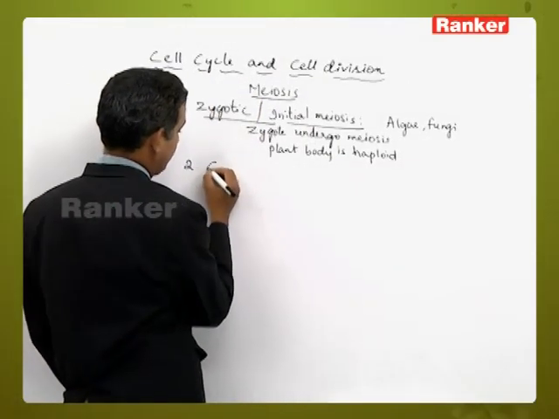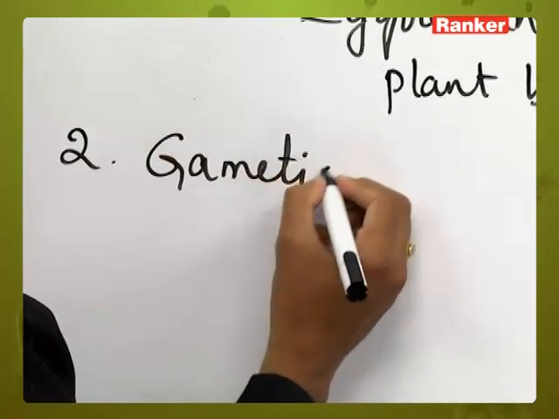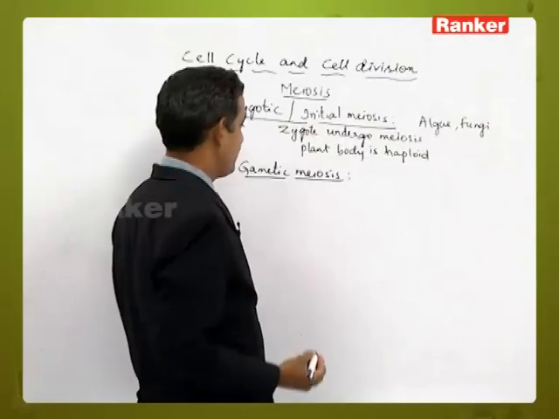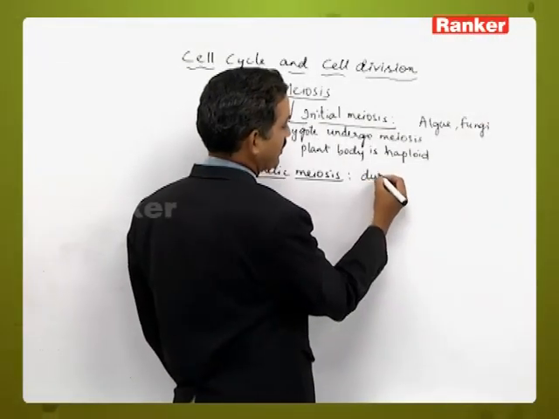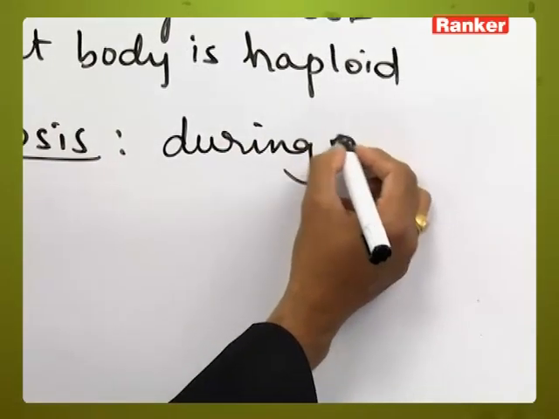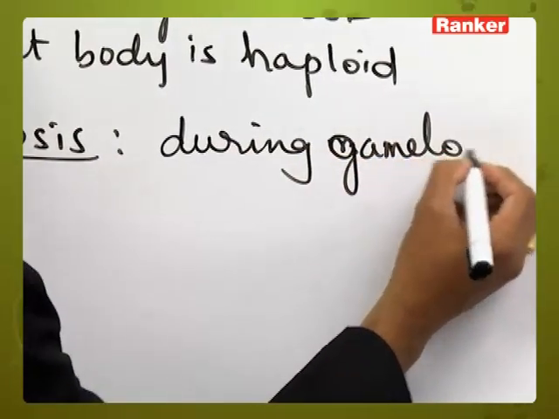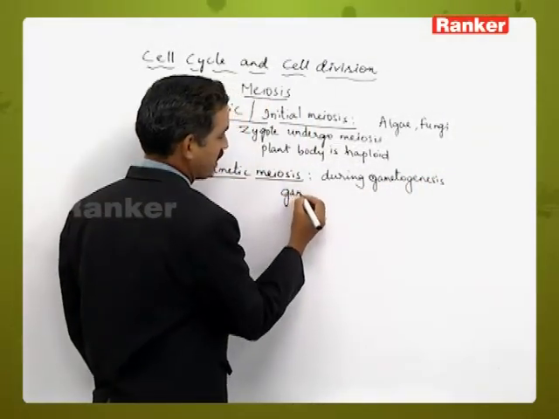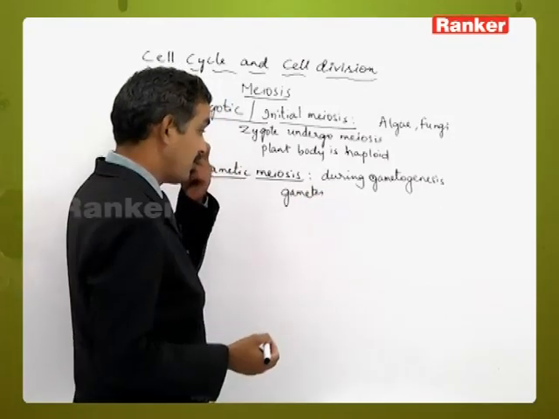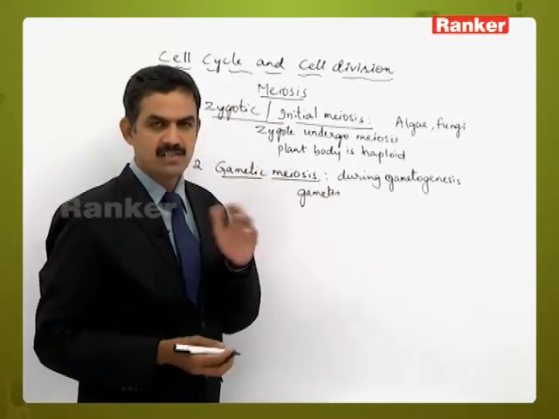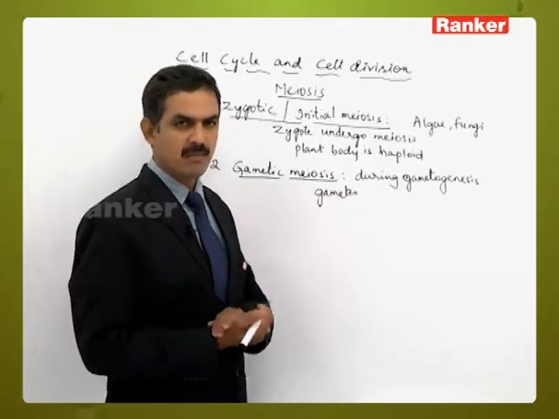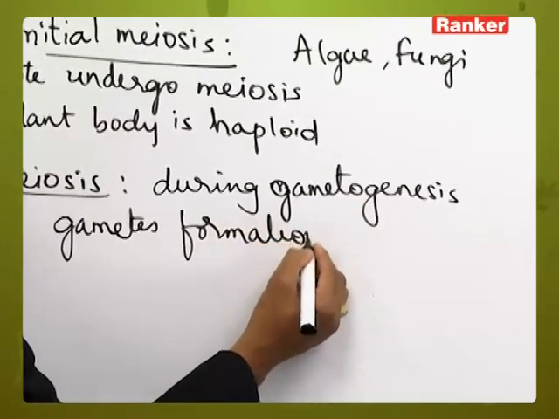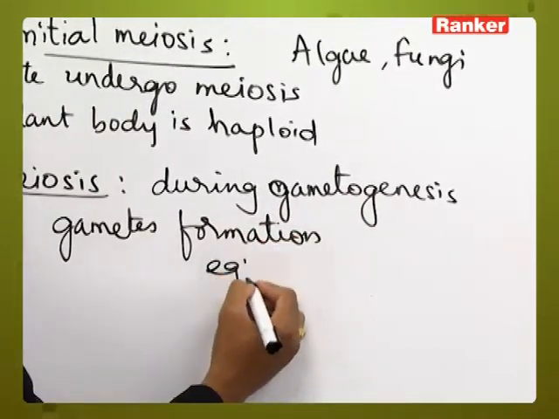the second one is gametic meiosis. Here meiosis occurs during gametogenesis, that is, during gamete formation. When the gamete parent cells are present, those parental cells divide by meiosis to form the gametes. This is mostly observed in animals.